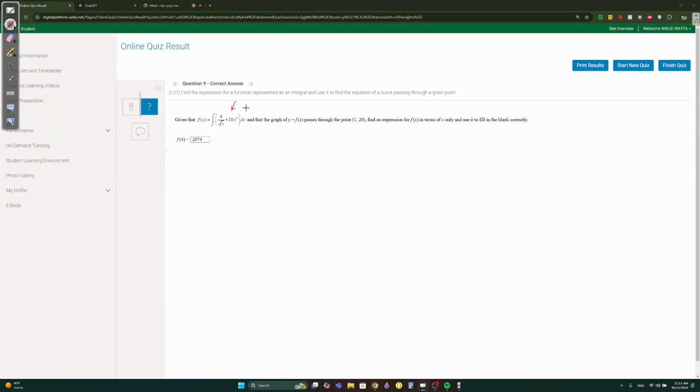Given that f of x is this, and the graph of f of x passes through the point (1, 20), find an expression for f of x and find f of 4. Integral of 4 over root x plus 10x to the power of 4 dx. Change this into a half power and take it up. So it's going to be the integral of 4x to the power of minus half plus 10x to the power of 4 dx. Let's separate our integral. Let's solve this one first.